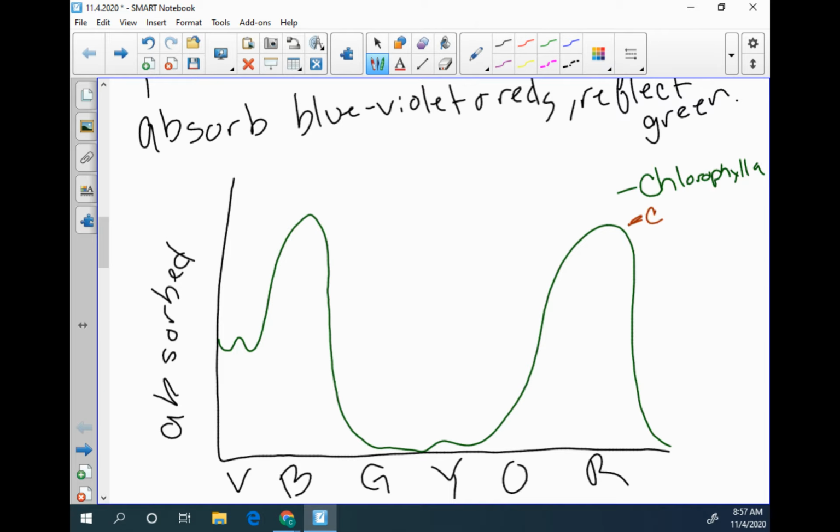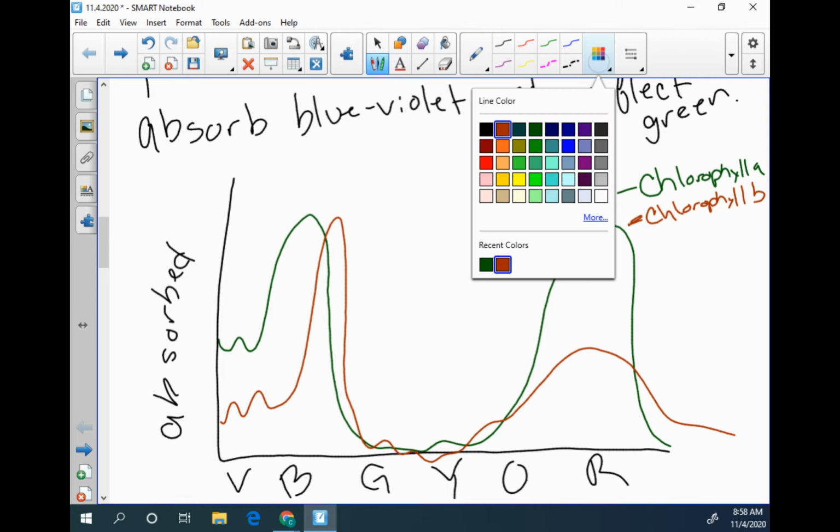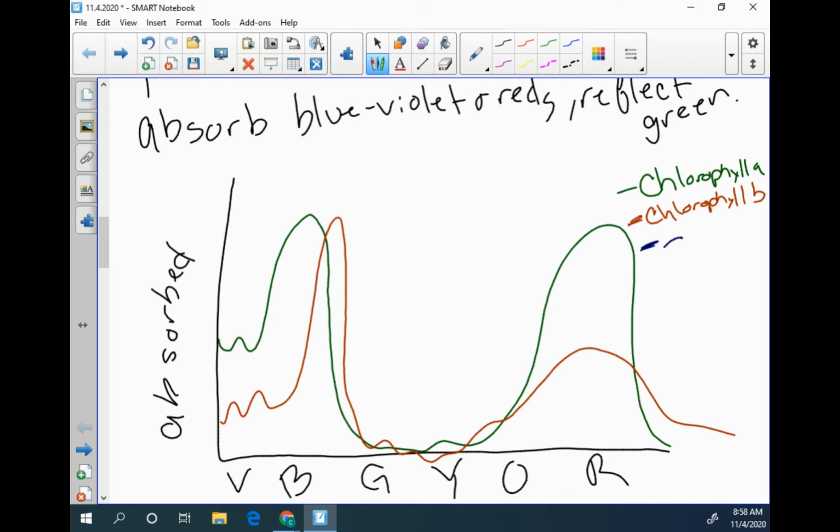Chlorophyll B has a similar kind of idea, but it looks more like that. And then we have a couple other accessory pigments. They don't play as critical of a role. They're not as common as chlorophyll A in plant cells, but they do something like that.